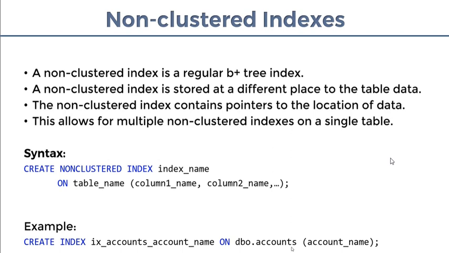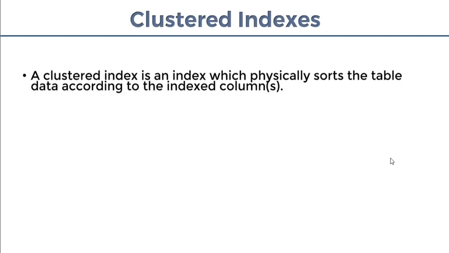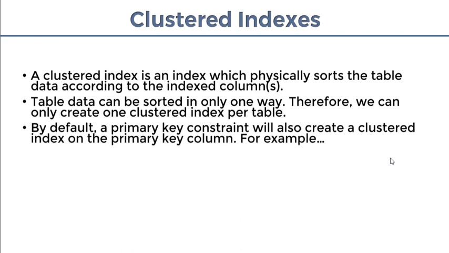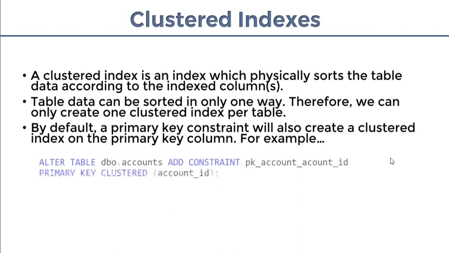Okay, let's now have a look at clustered index. A clustered index is an index which physically sorts the table data according to the indexed columns. Table data can be stored in only one way. Therefore, we can only create one clustered index per table. For non-clustered indexes we can create a number of them per table, but for clustered index we can create only one per table, right?